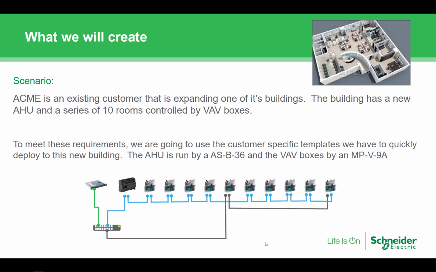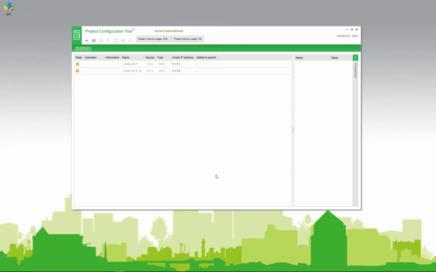They've also told us that the building is not quite ready to go, and the controllers are not yet live. We know it's an aggressive schedule, so we're going to have to leverage the PCT to create our solution. So let's get started. Since we can't get on site yet, I'm going to spin up an ASB in my PCT project.